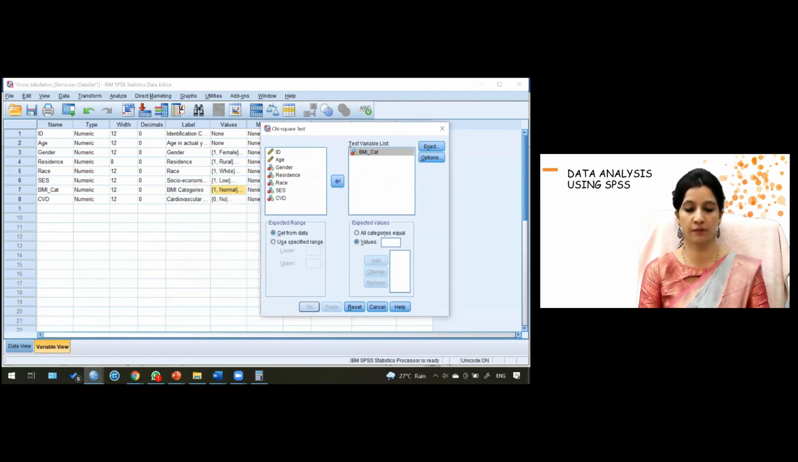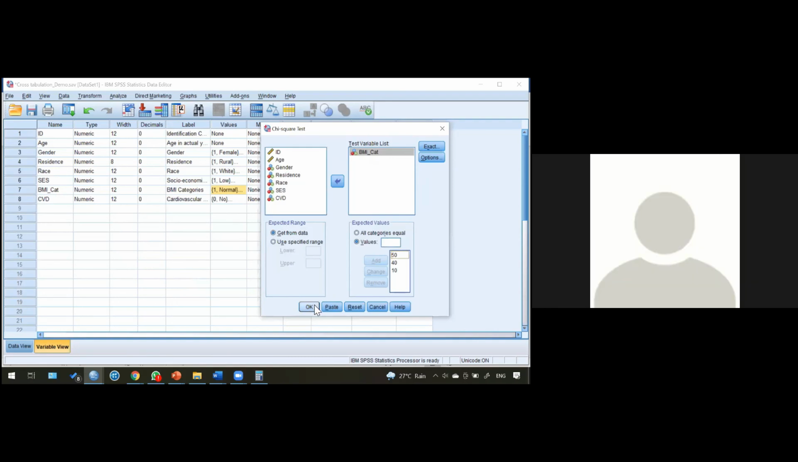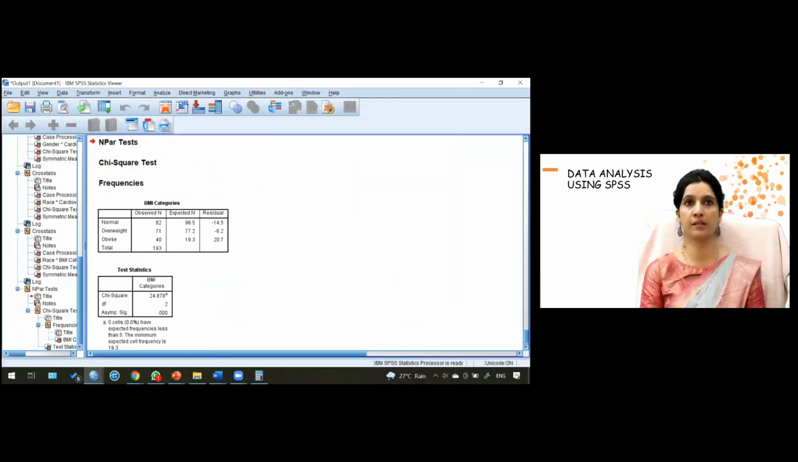So what is the proportion of normal? That is 50%. I have added this, then you change it to 40 because overweight is 40 and obese is 10. So I'll enter this as 10 and add. Is it clear? If you have added this, now you don't have to press any other command here, you press this OK. If you press this OK, you can see here that the observed frequency was 82, 71 and 40.